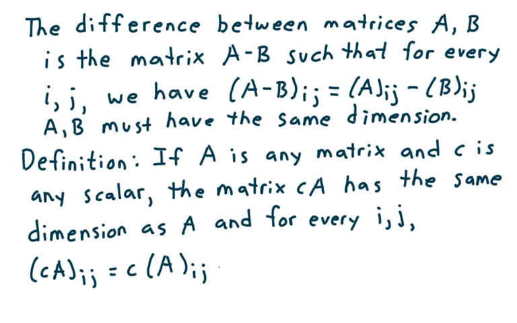And let's take a look at the next definition. If A is any matrix and C is any scalar, the matrix CA has the same dimension as A, and for every i and j, the entry in the ith row, jth column of CA is equal to the entry in the ith row, jth column of A times C. So in other words, C can be pulled to the outside.